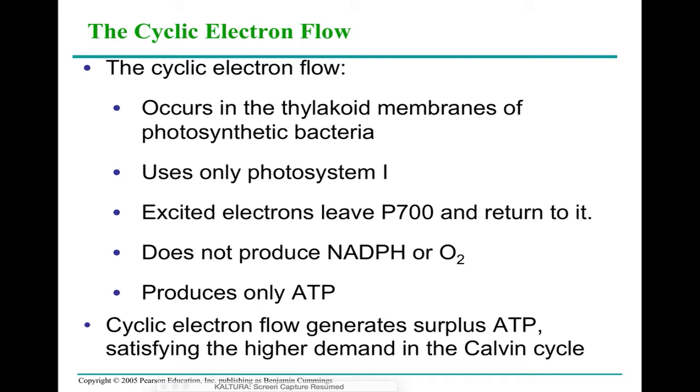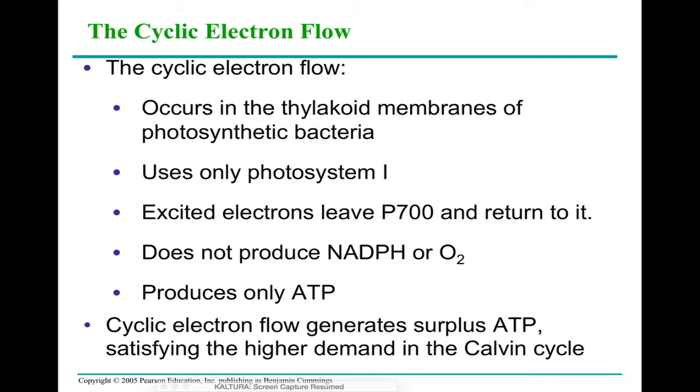photosynthetic bacteria, they have only photosystem 1, and the electrons coming off of photosystem 1, which is P700 chlorophyll A molecules, will simply return to it. It does not produce any NADPH because it is not given to or accepted by NADP plus. So they're making only ATPs and living off of them.